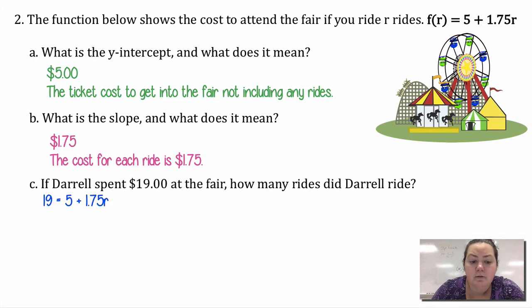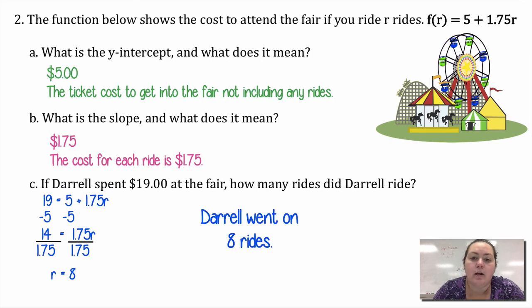So I'm going to set the function equal to 19. So I have 19 equals 5 plus $1.75r. I'm going to subtract $5 on both sides. That leaves me with $14 equals $1.75r. And I'm going to divide both sides by $1.75. And I get r equals 8. So Daryl went on 8 rides.